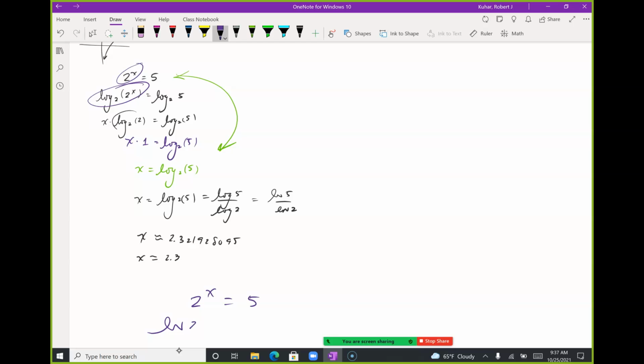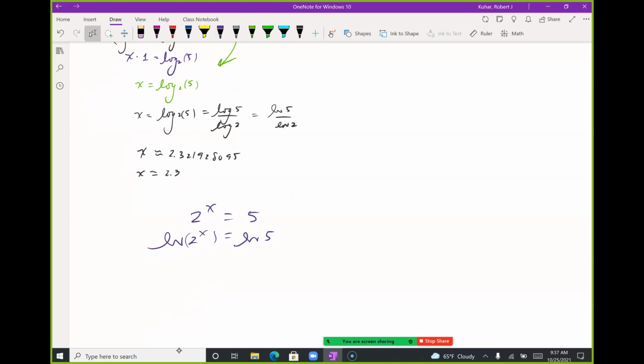I'm going to take the ln of 2 to the x equals the ln of 5. The x comes out as a multiplier. And now I'm going to divide by ln of 2. So I get x equals ln of 5 over ln of 2. That's typically my choice. And then I'm to the calculator again.